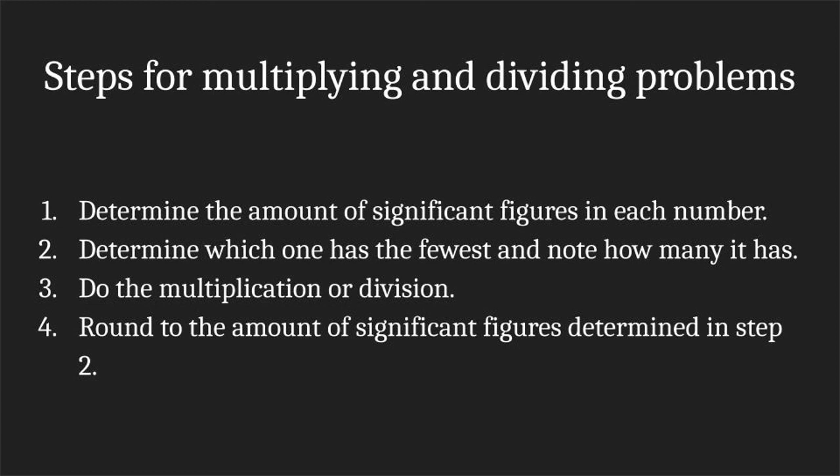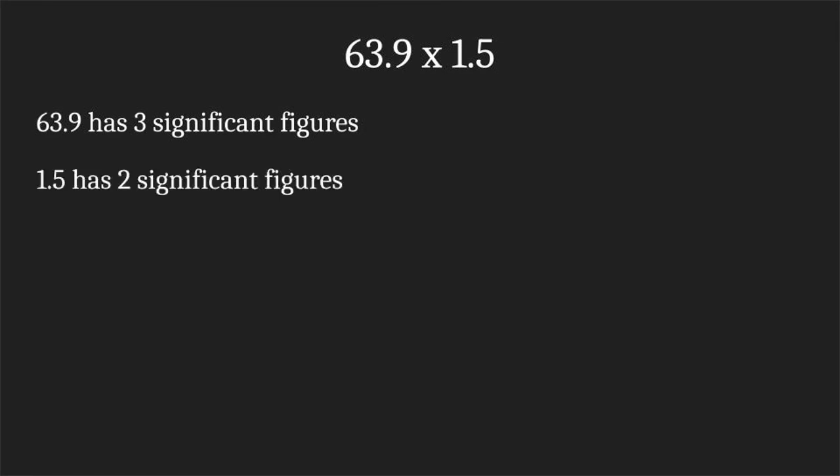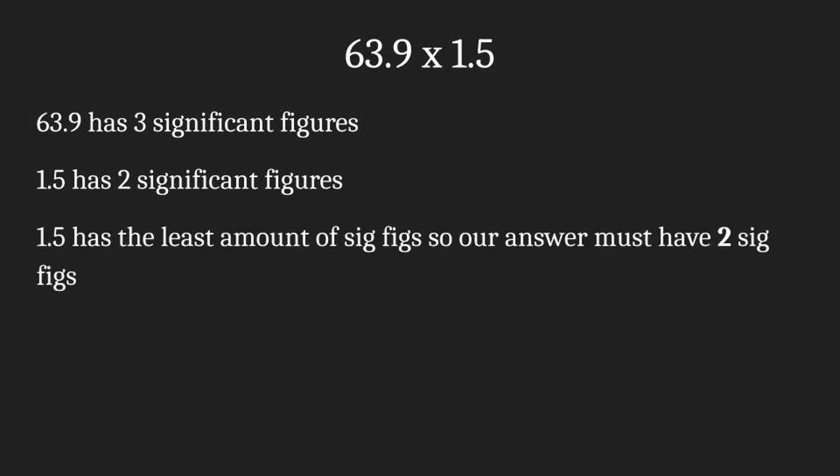So now let's try some practice with this. So first, we have 63.9 times 1.5. So 63.9 will have 3 significant figures, and 1.5 has 2 significant figures. So 1.5 has the least amount of sig figs, so our answer will have 2 significant figures. Then step 3 is to do the actual math, which gives us 95.85.